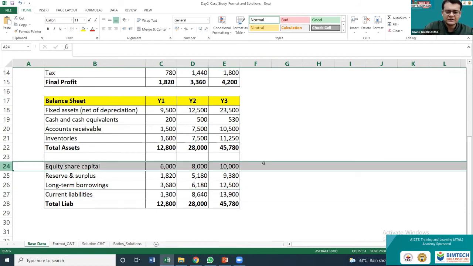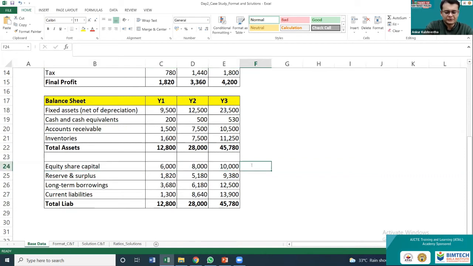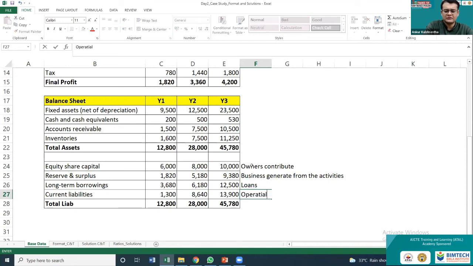This is what the owners contribute. This is what the business generates from its activities. This is like loans, etc. And these are like operational payments still due. Got it, people? That's the base data, that's the structure.